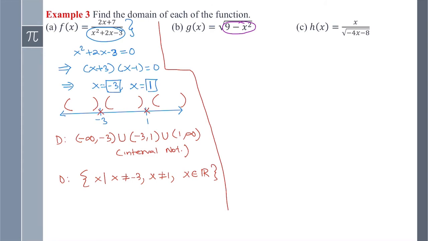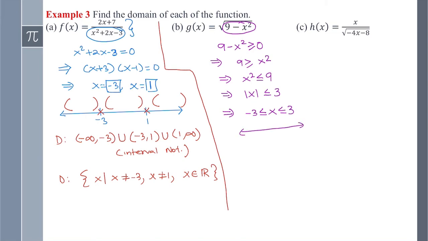For the domain of this function, 9 minus x squared must be greater than or equal to 0, which means it cannot be negative. This can be written as 9 is greater than or equal to x squared, or x squared is less than or equal to 9. Now in order to solve this, take the square root. That gives us the absolute value of x is less than or equal to 3, which means x is between -3 and 3. On the number line, we have -3 here, 3 here. So the x values are from -3 to 3.